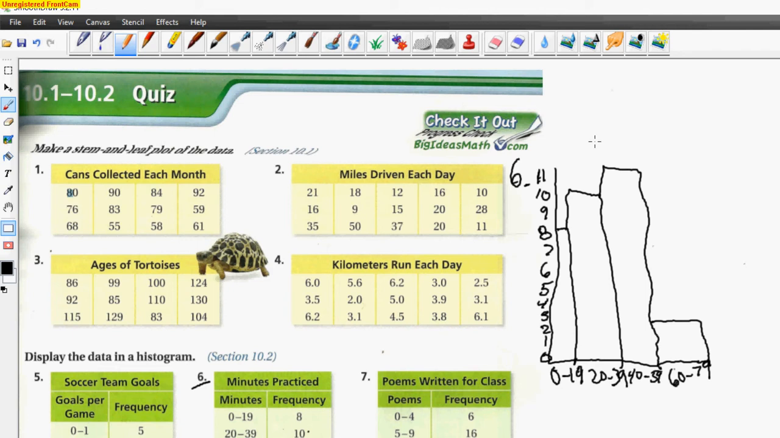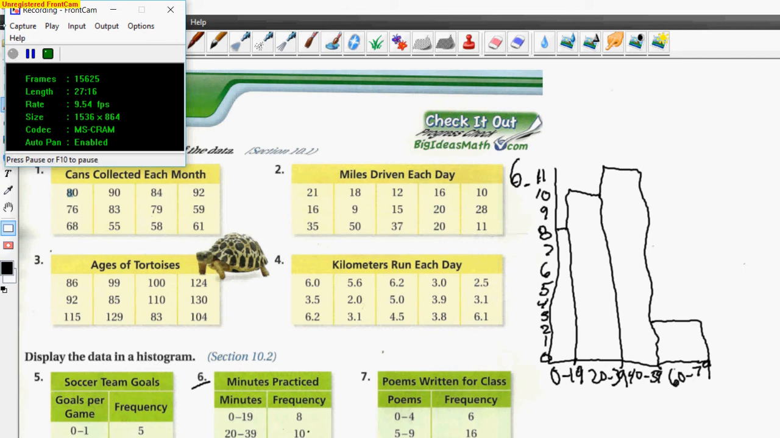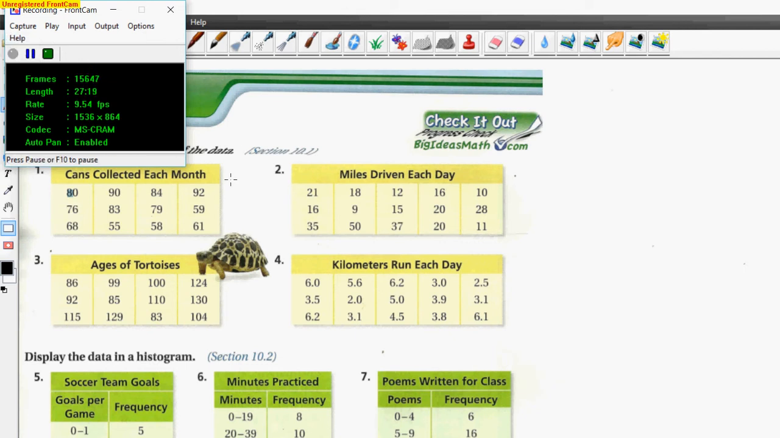So that's number 6. This is how our actual histogram will look. And you all did a great job. I know you all got it all right. Keep doing great work, you all. You all are really doing great.